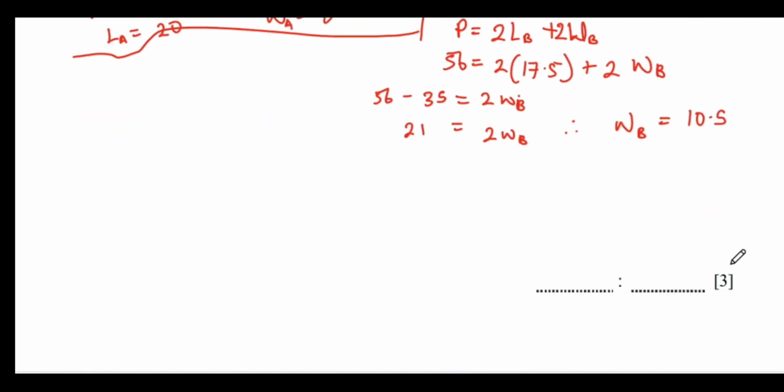So let us now work out the ratio. We have 17.5 ratio 10.5. That will give us 175 ratio 105. Dividing by 35, 175 will give us 5 and 105 will give us 3. So the ratio is going to give us 5 ratio 3. So that's how to solve that problem.